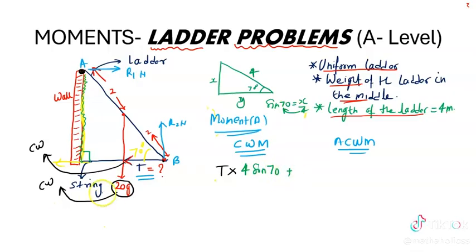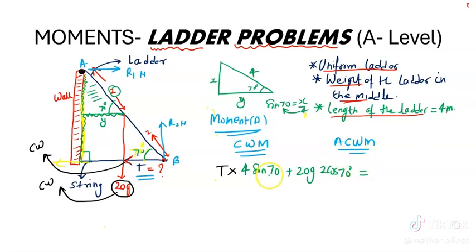Another clockwise moment is 20 G. So for 20 G, what should be the perpendicular distance? Again, this zigzag will be the perpendicular distance. This is 70 degrees, so this is also 70 degrees. Now we need to find this, which is Y. So Y will be 2 cos 70 degrees because we are taking this triangle. So it should be 2 cos 70 degrees. Because the ladder is in equilibrium, we'll put an equal sign.